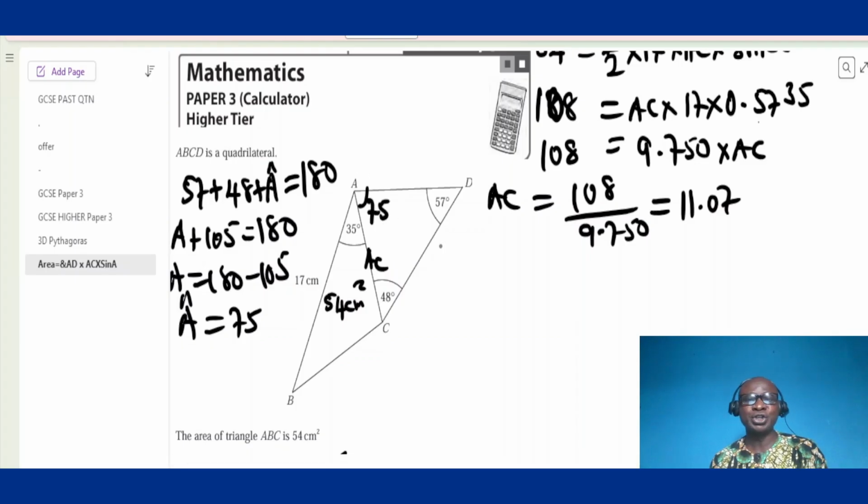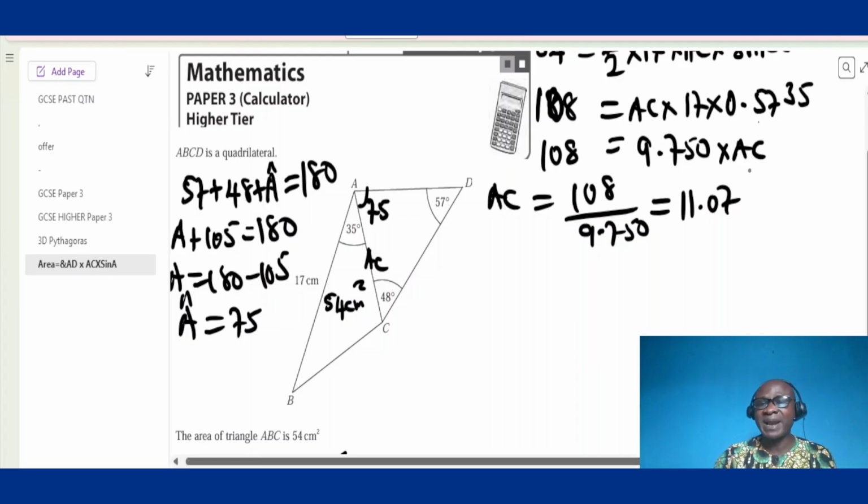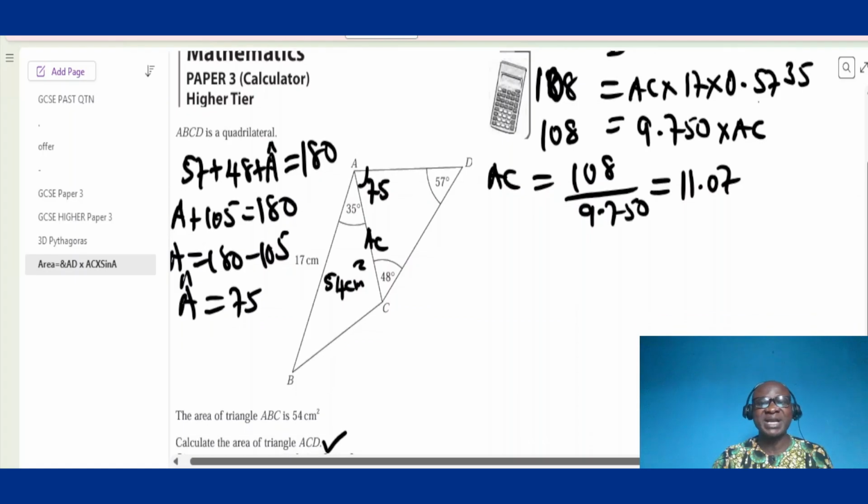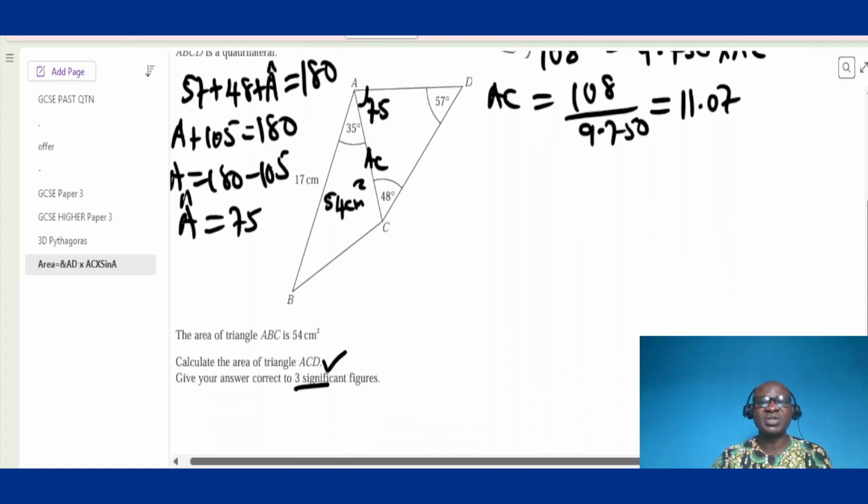Now, what I need to do is to know the length of AD. Once I know the length of AD, I can use it together with the length of AC to find the actual area of that triangle ACD. Therefore, how do I find this side? I can use the sine rule. Sine rule will work perfectly because it is not a right angle triangle. So let's go by the sine rule.